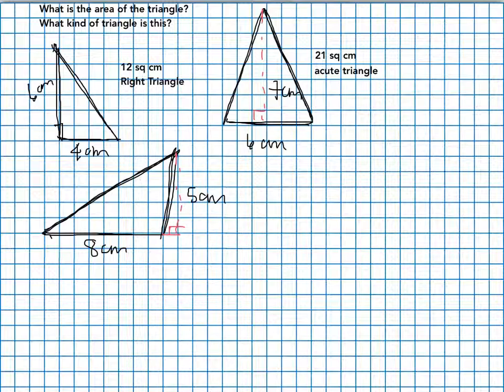Alright, being you've paused the video and you've unpaused it, I'm guessing you had the answer. Base times height is 8 times 5 and then divide by 2. 8 times 5 is 40 divided by 2. You come up with 20 square centimeters. And what kind of triangle is this? Well, if you notice that bottom right hand corner, the angle is greater than 90 degrees, so this is an obtuse triangle. Alright, let's look at one more example.